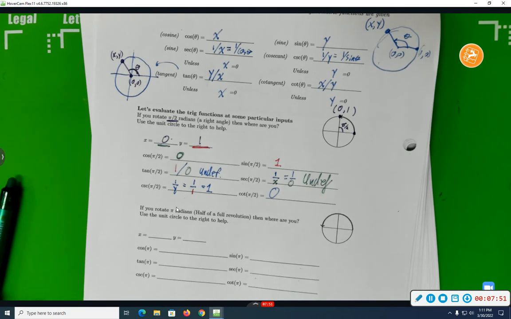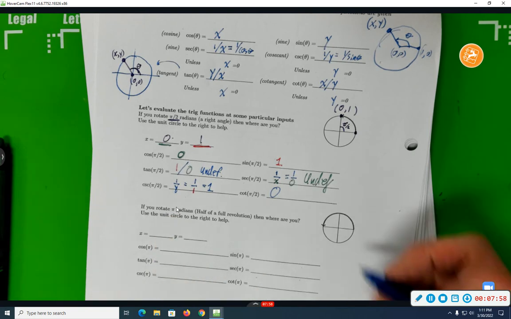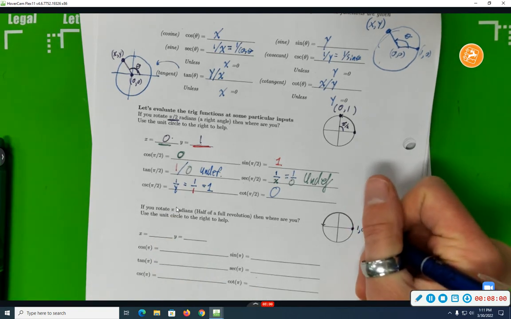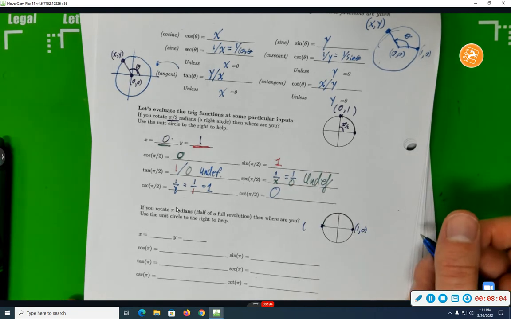Next, let's think about an angle of pi radians. That's halfway around the circle, 180 degrees if you insist on thinking in degrees. So start at (1, 0). You rotate by half of a full revolution. What point do you land on?